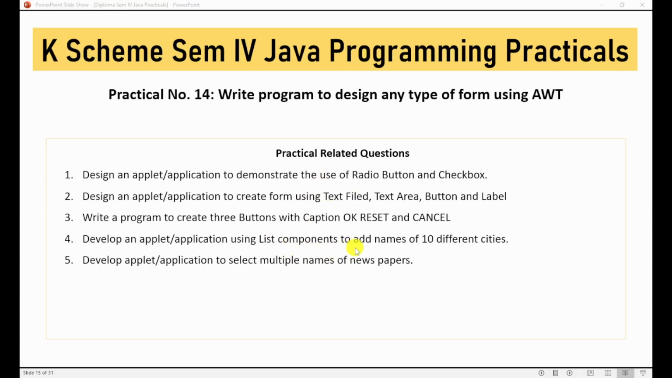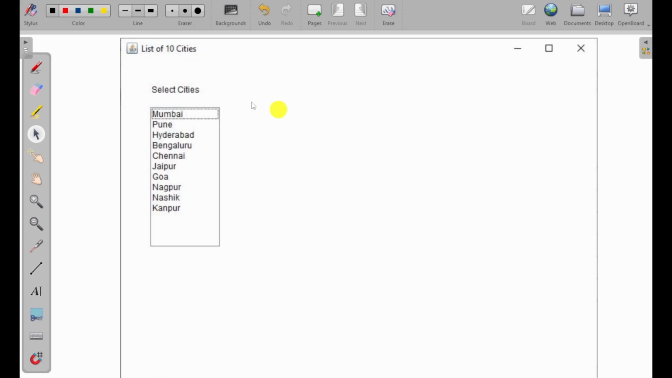This is how we will be creating it. So initially I am showing you the output. So this will be the output of this program. So I am creating a frame.